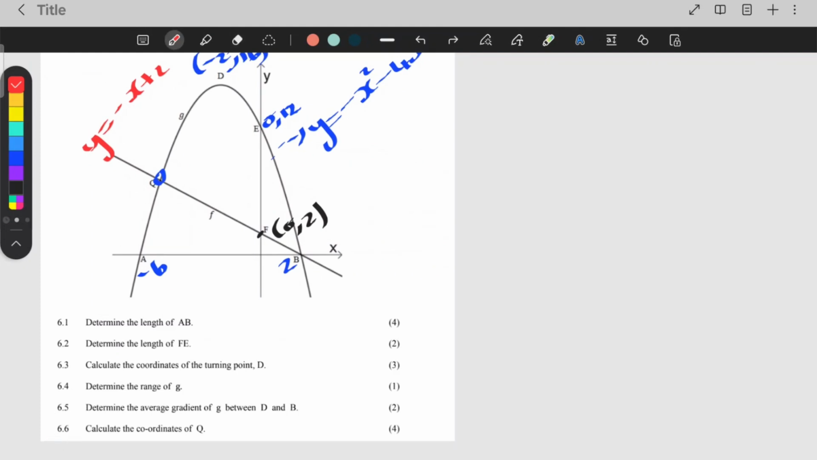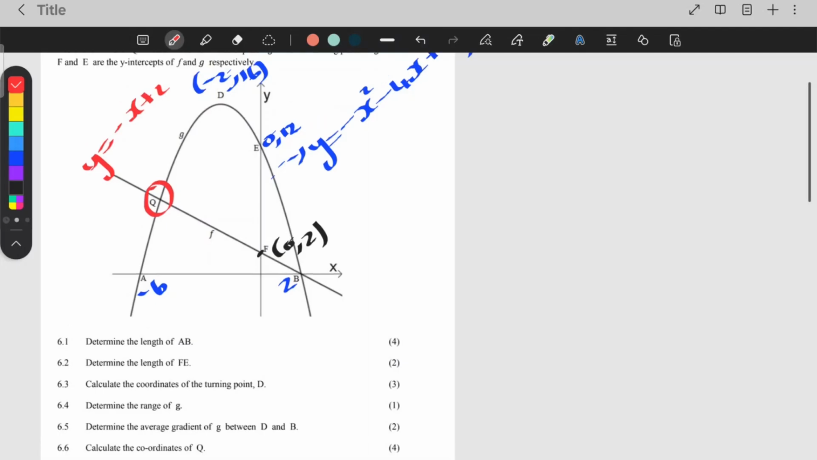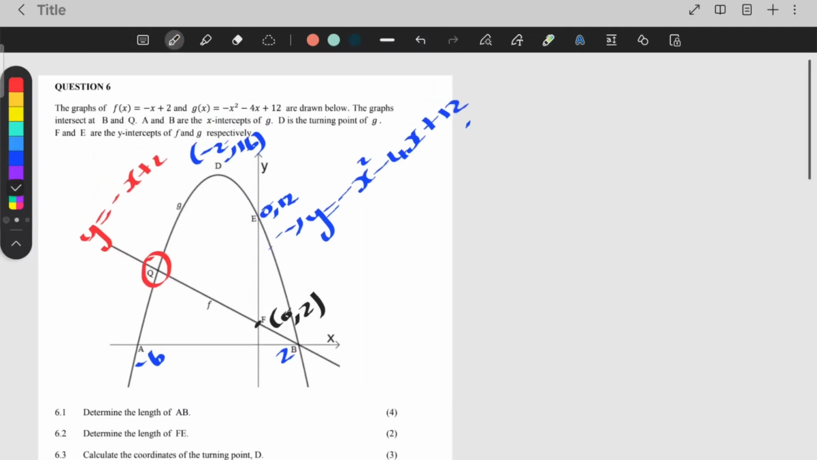Our next question is 6.6, and it says determine the coordinates of Q. So Q is a point of intersection. To work out a point of intersection, we make the two graphs equal to each other. So we're going to make the parabola equal to the straight line. And now we're just going to solve for x first.